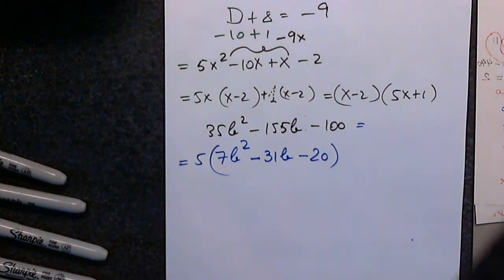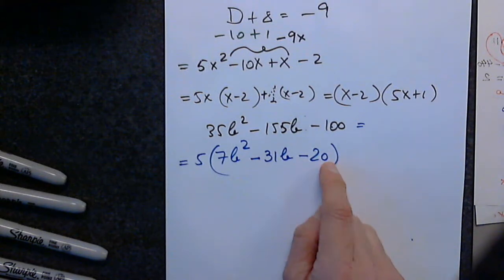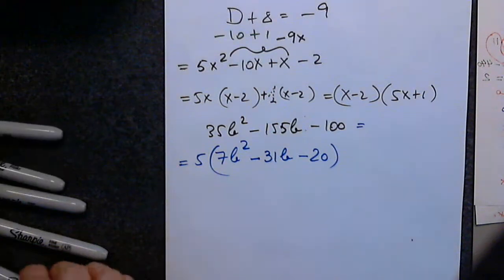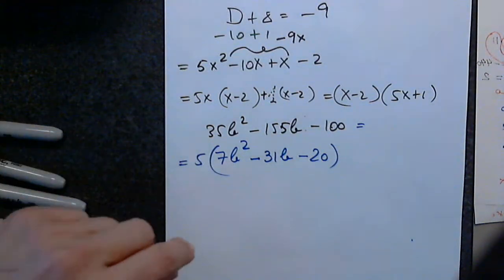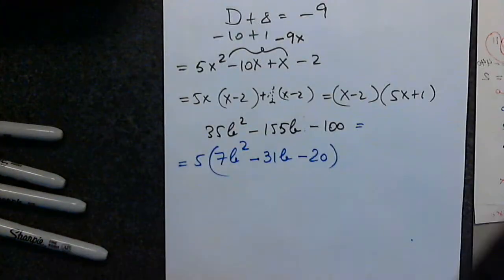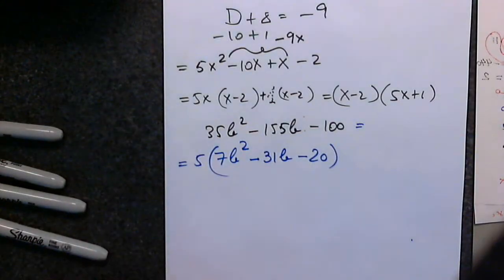Good. Is this a special product? No, because this is negative and 20 is not a perfect square. 7b squared is not a perfect square either. Good. Perfect. Is 1 the leading coefficient? See, I'm going through the exact steps. Special product? No. Is 1 the leading coefficient? No. So I'm here. Last chance.